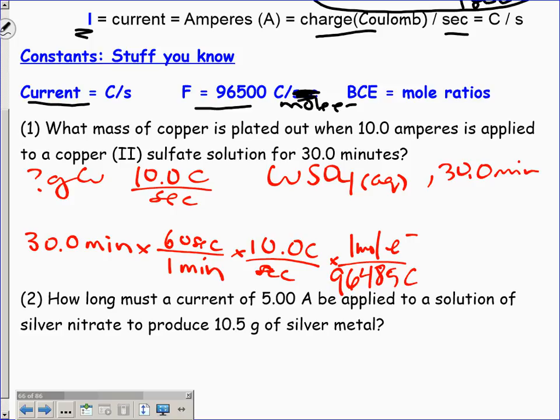All right, so now thinking about that, what's next here? Moles of electrons. I have to get rid of them.